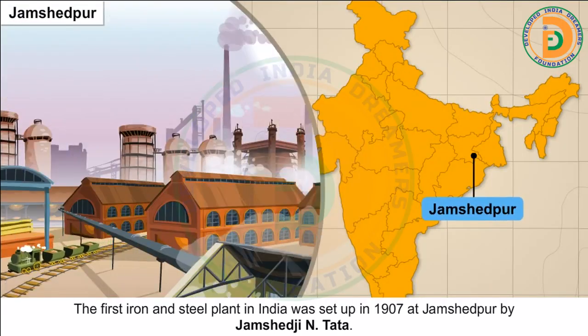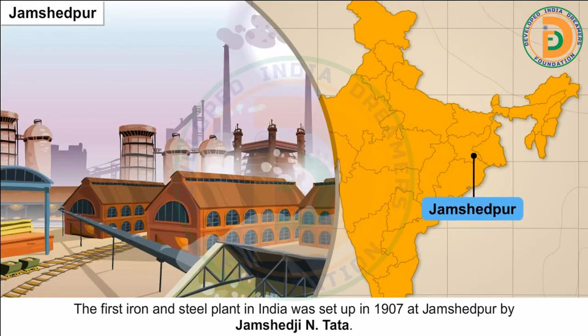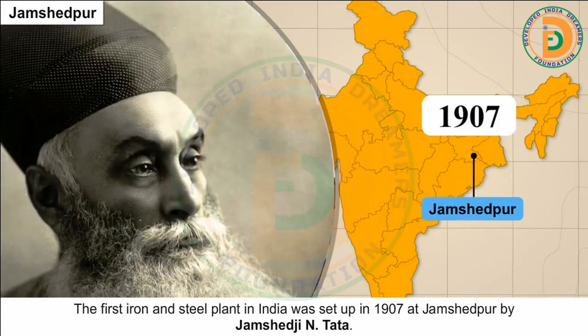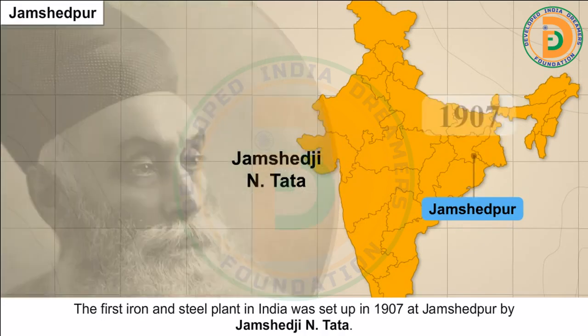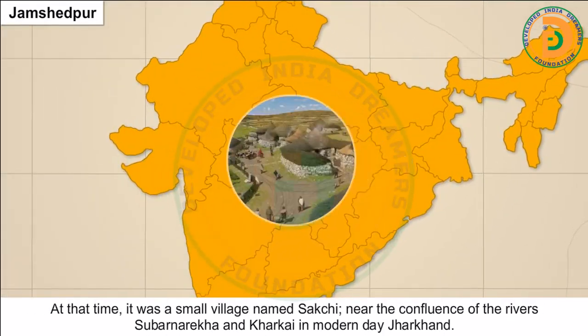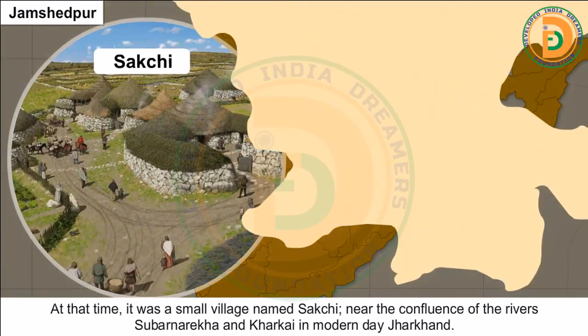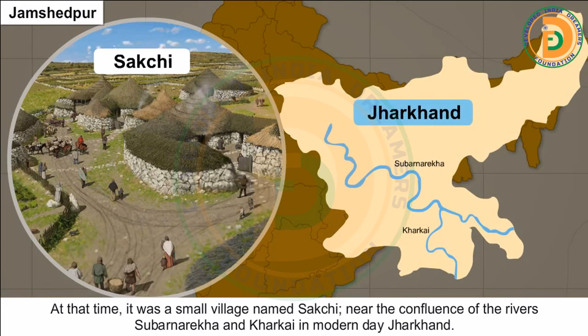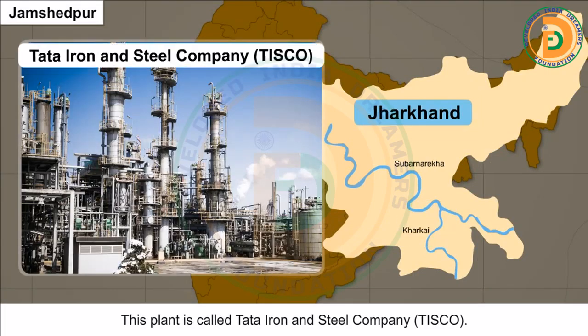Jamshedpur. The first iron and steel plant in India was set up in 1907 at Jamshedpur by Jamshedji N. Tata. At that time, it was a small village named Sakchi, near the confluence of the rivers Subarnarekha and Kharkai in modern-day Jharkhand. This plant is called Tata Iron and Steel Company, or TISCO.